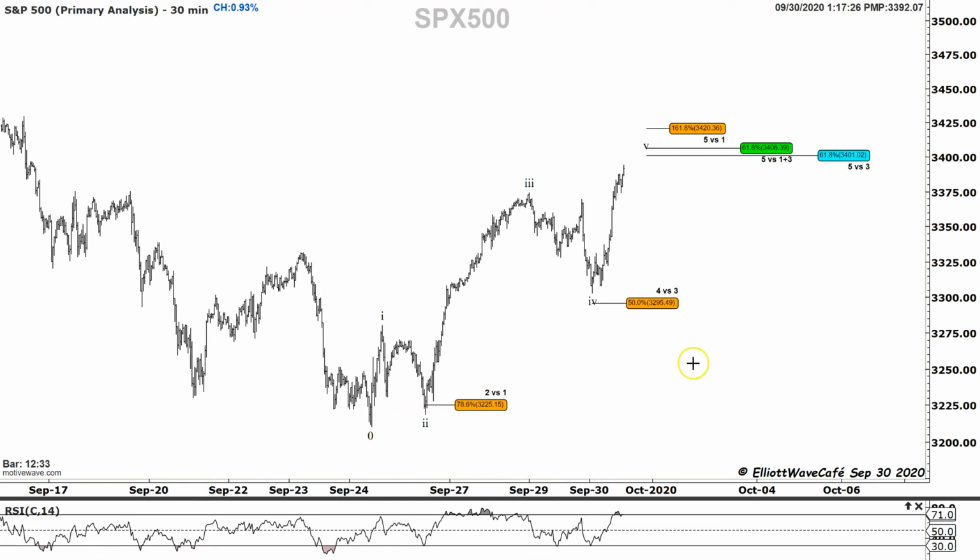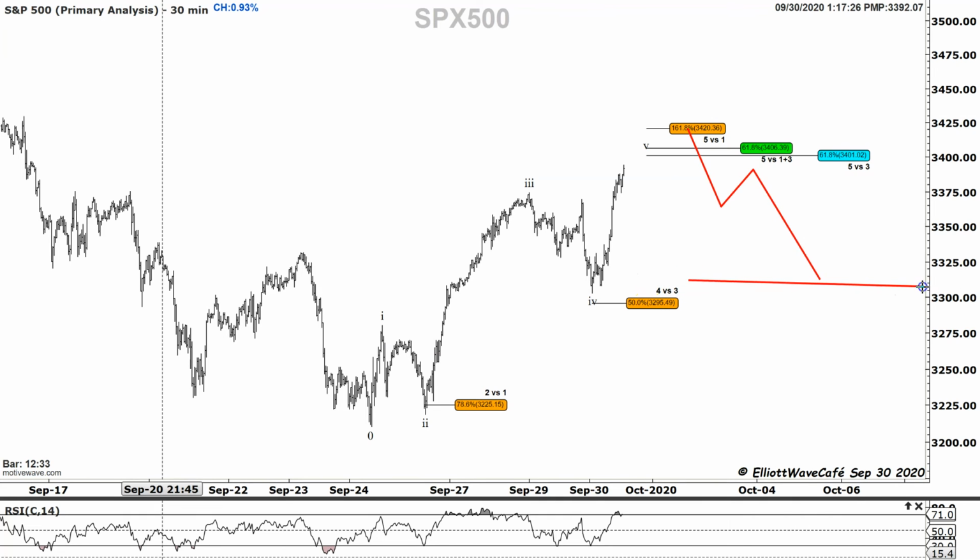Once this is done, we're going to get a 3-wave corrective pullback that's going to happen in an A, B, C. This can take shape in several forms, and there are ways to guide you through that the moment we push back from these highs in here. But we should expect a correction, and if we get back here to the bottom of this 4th wave, then we're going to look for another impulse to the upside in the S&P 500.